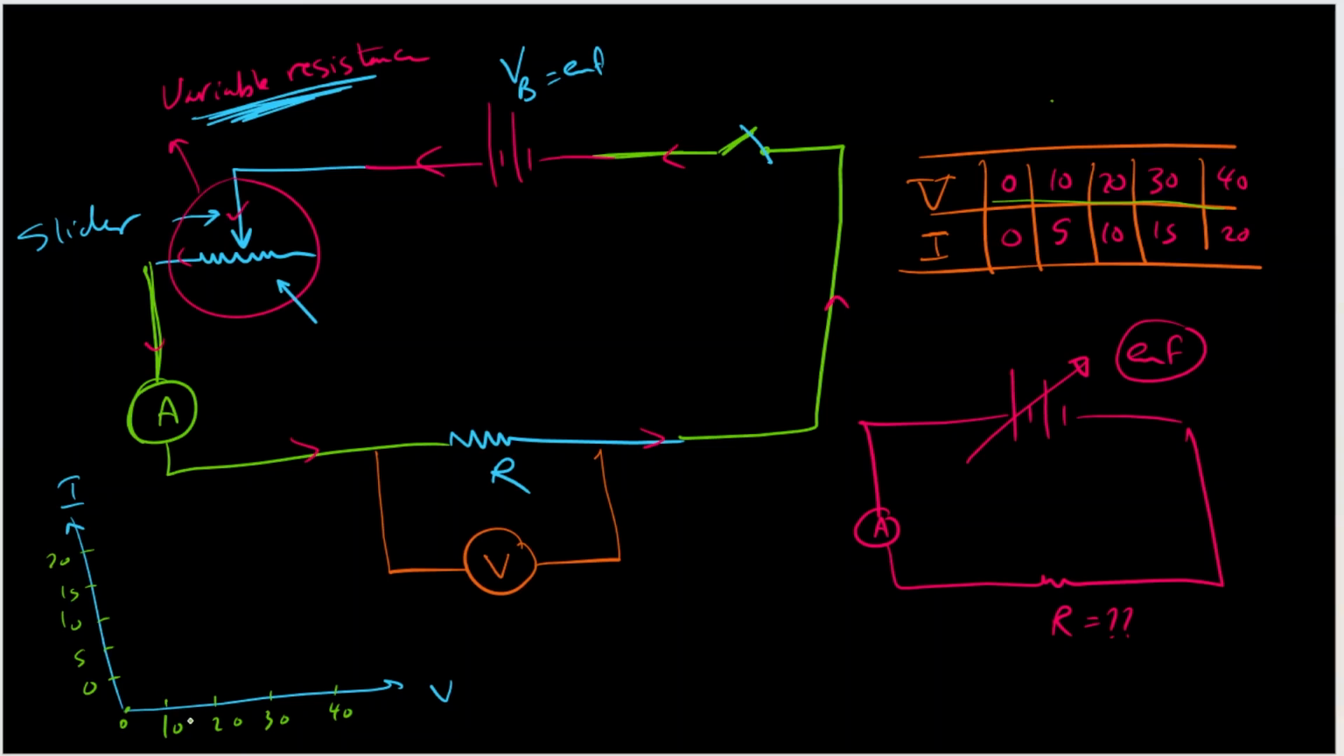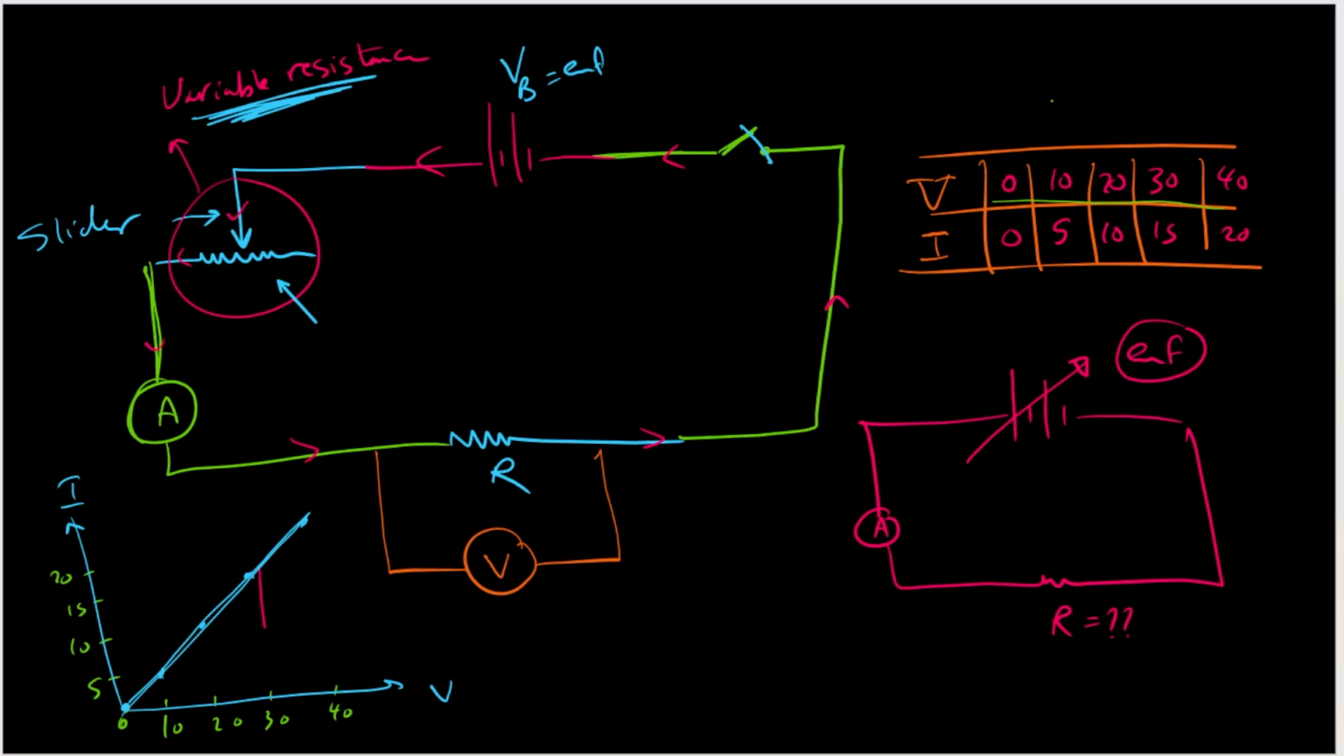So the first ordered pair, of course, this is 0, so this is 5: 0, 5, 10, 15, and 20. So the first ordered pair is, we start with V, so 0 and 0. The second ordered pair is 10 and 5, then 20 and 10, 30 and 15, 40 and 20. So we'll have a straight line.